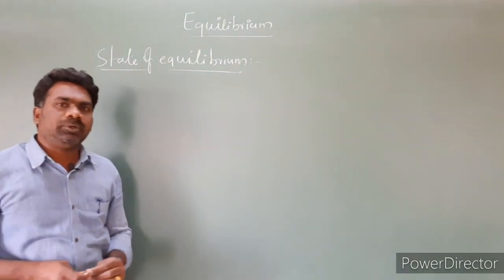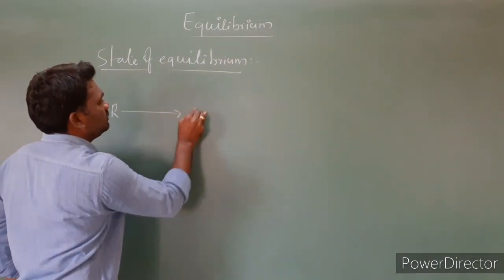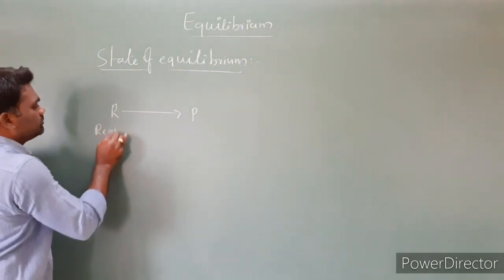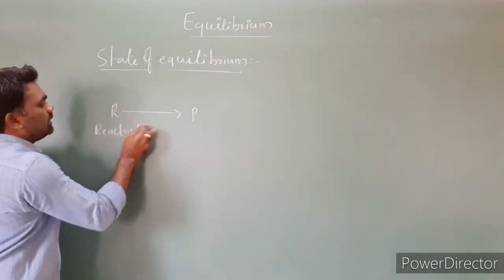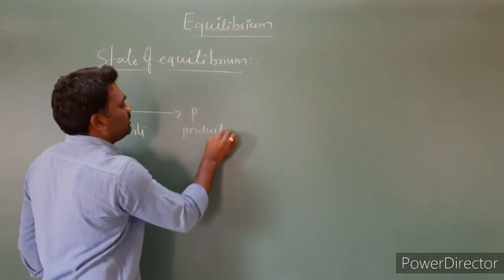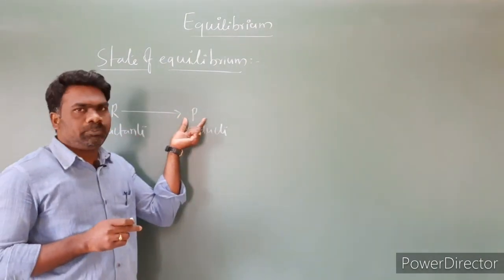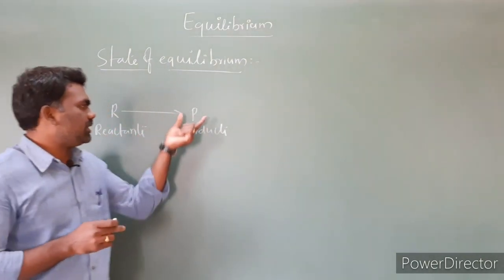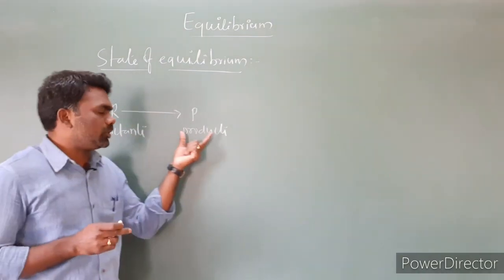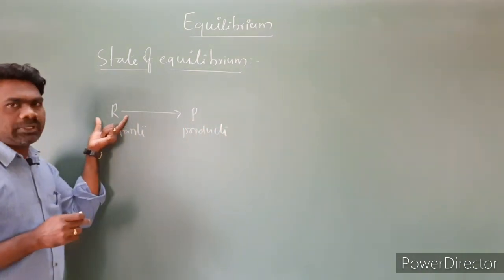I am taking a hypothetical reaction, R gives rise to P. Here R is the reactants and P is the product. The reactants react with each other to form a product. In turn, the products react with each other, leading to the formation of reactants.